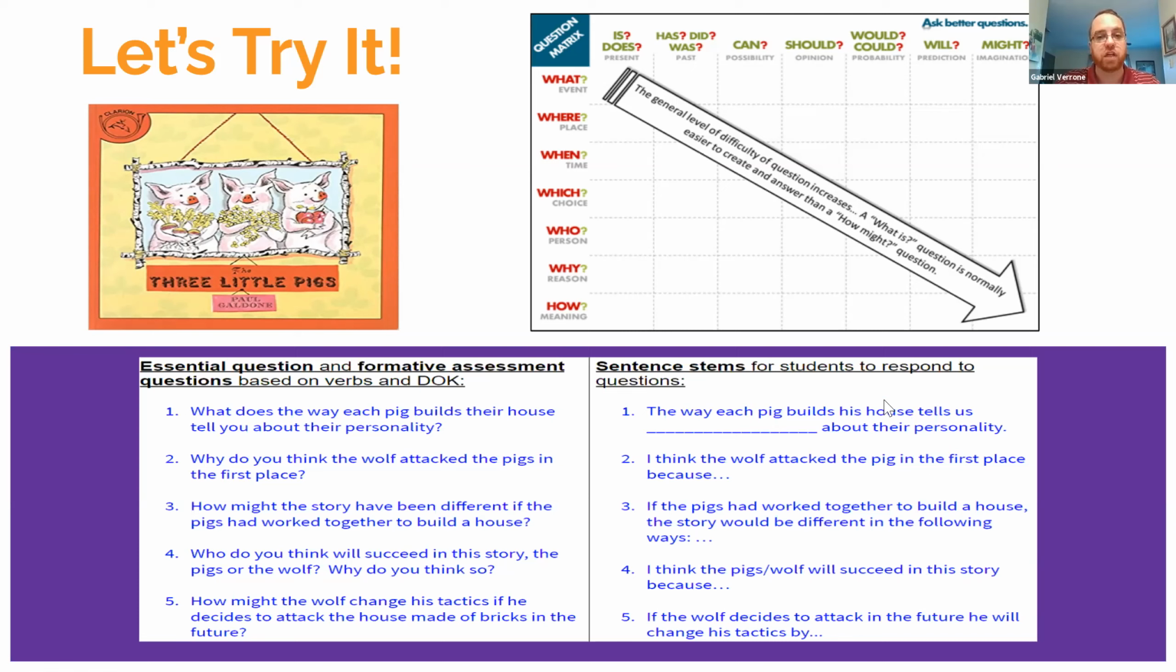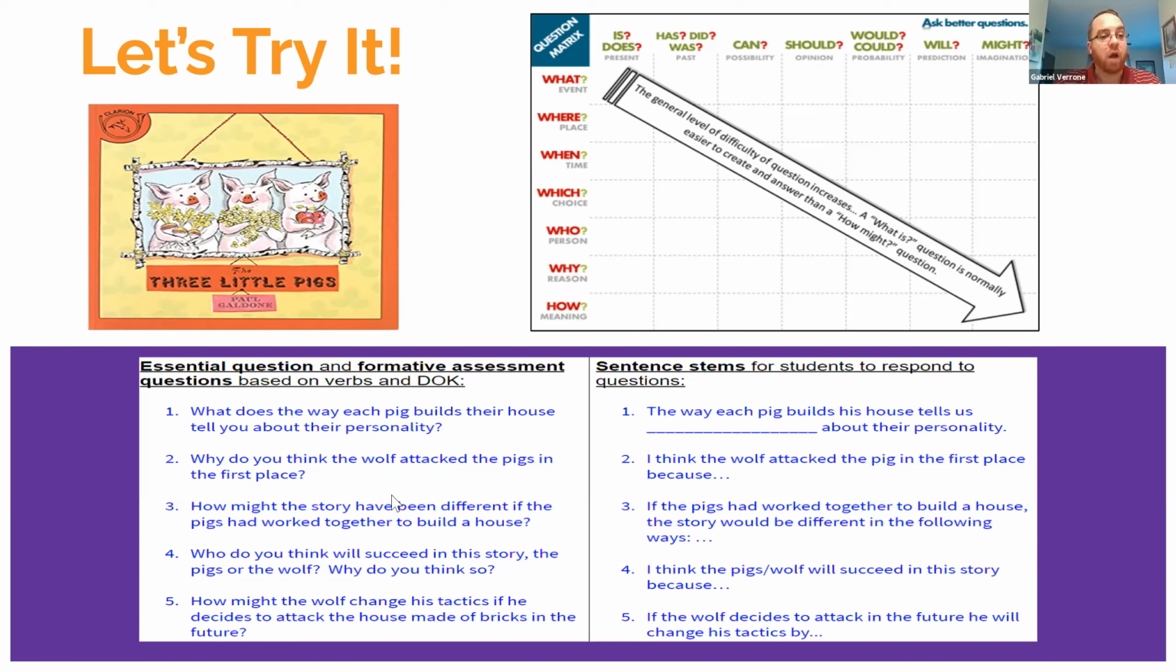And this is scaffolded because, like some of you said, if I have a newcomer or a child that's low in English proficiency, they need that help. If I have a child that is higher in their TELPAS, almost equivalent to a native speaker, advanced high, they can take this stem and build upon it. And they're going to give me more information. Why do you think the wolf attacked the pigs in the first place? So here I'm analyzing the character of the wolf, and I'm asking a why question. So it's still a relatively easy question, but it's harder.